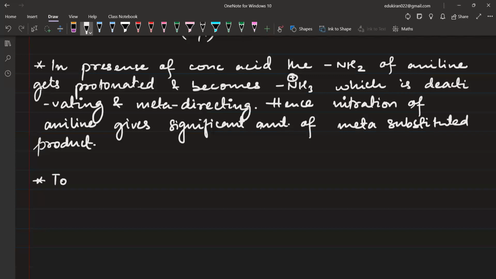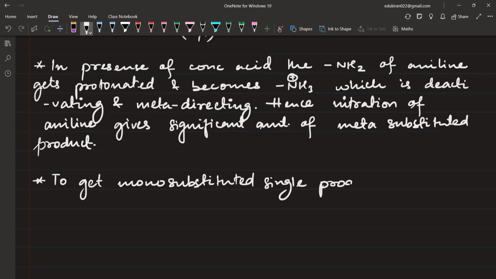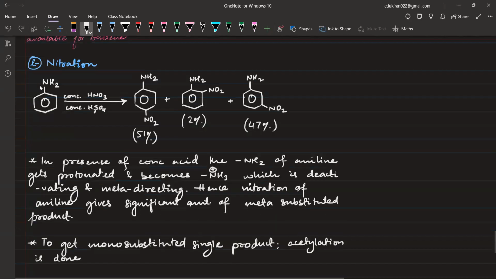Right, next, to get mono substituted product, single product, the para product, acetylation is done. ठीक है, पहले इन दो पॉइंट्स पे लिख लीजिए, देन वी विल राइट की एसिटाइलेशन कैसे होता है.